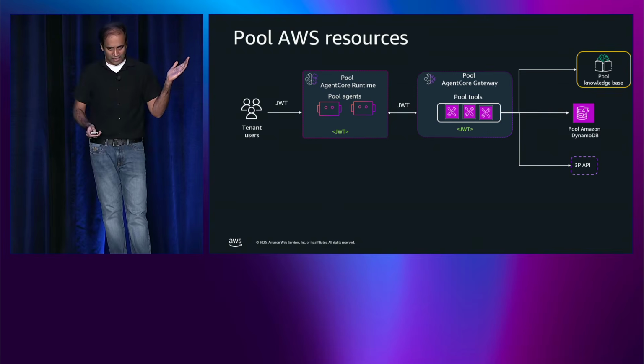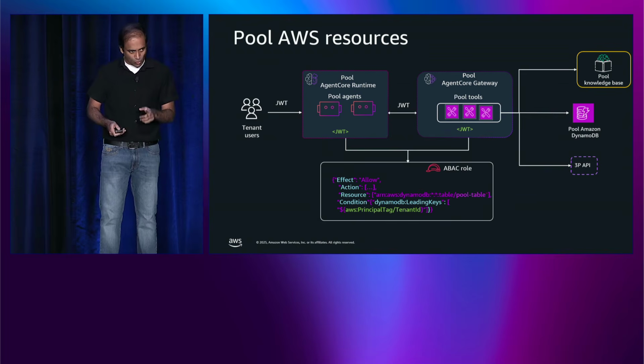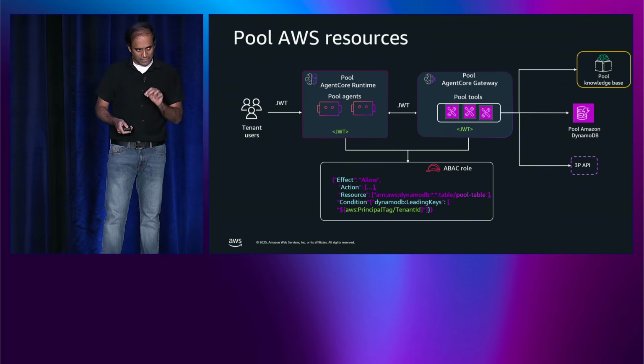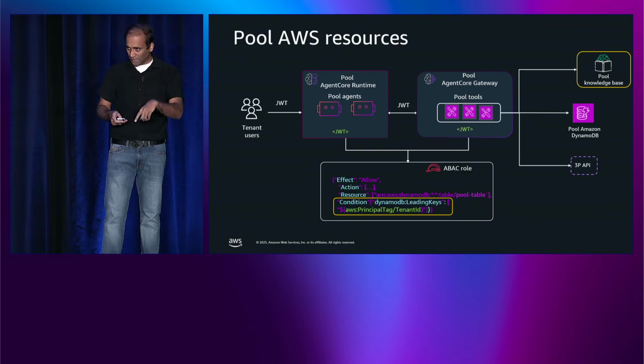Similar to what you have seen earlier, you could create an IAM role, an ABAC role, which gives permission only to that particular DynamoDB table item in that particular DynamoDB table. If you look at the highlighted piece there, you're creating a condition saying that for this particular tenant, only give this particular tenant's items. So in this case, the pool tools take the tenant ID from the JWT token, inject that into the ABAC role, and get the scoped credentials. Using the scoped credentials, it can interact with the DynamoDB table.